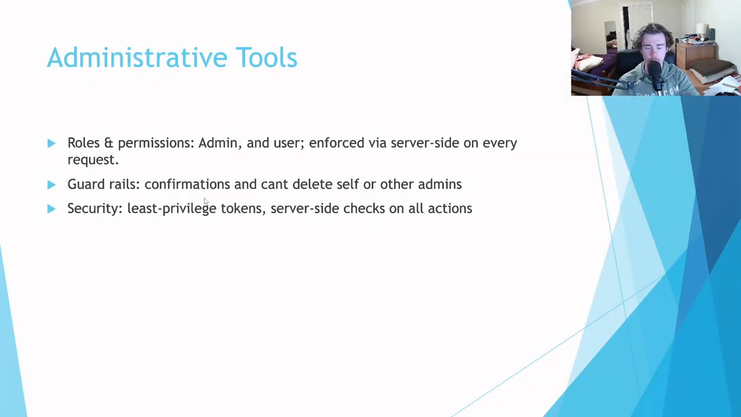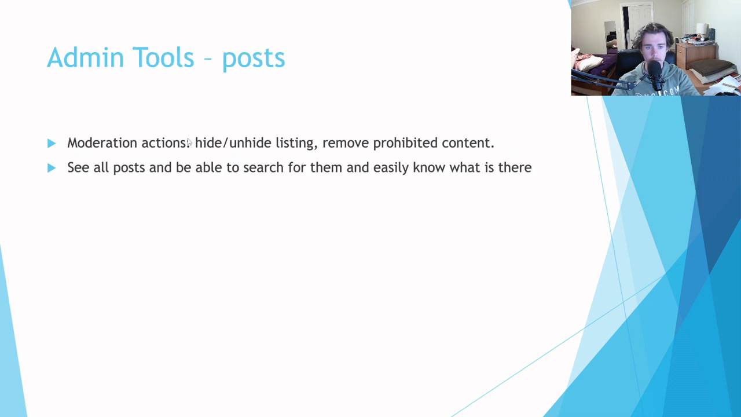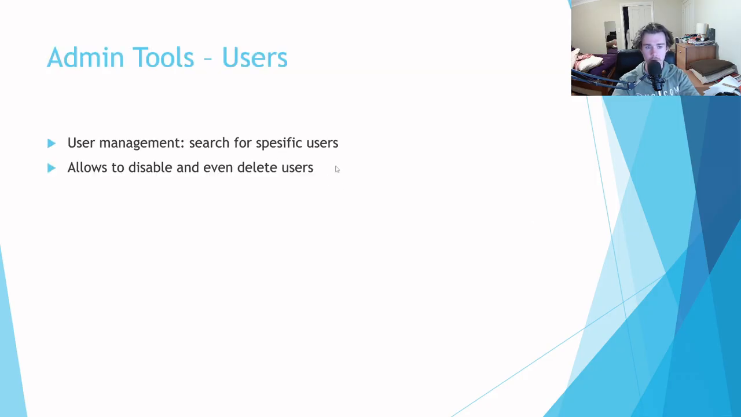Hi, my name is Edward Mogg, and I am here again to talk to you about the admin menu in our website. So there are two types of users, admins and users. This is all enforced server side, and admins also have guardrails so they can no longer delete themselves or other admins. Admins can choose to delete posts and get rid of them. This allows us to get rid of content that we deem not appropriate for the website. And you can also see all the posts and search for them easily using an advanced search. You can also search for users, and you can disable and even delete users.